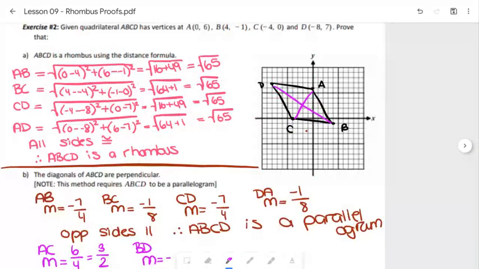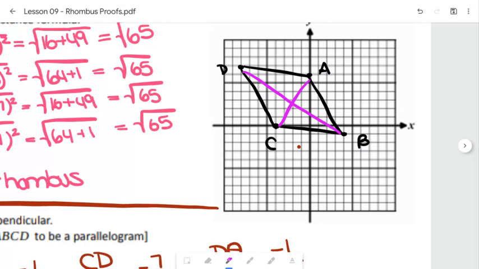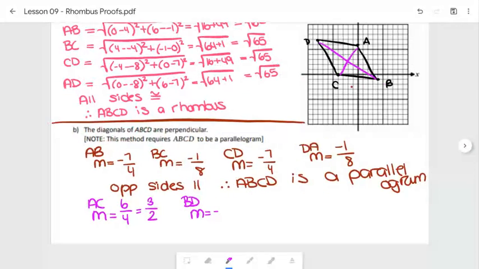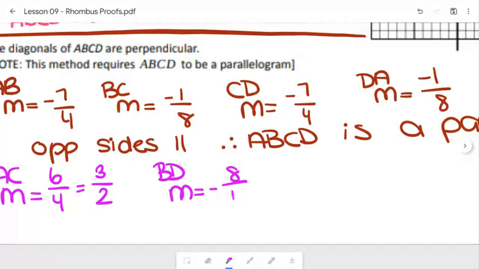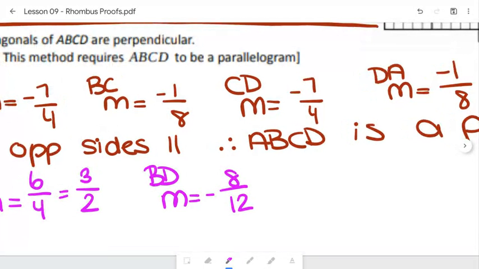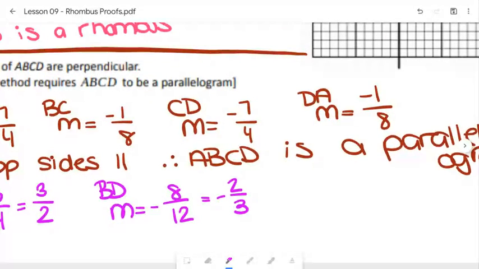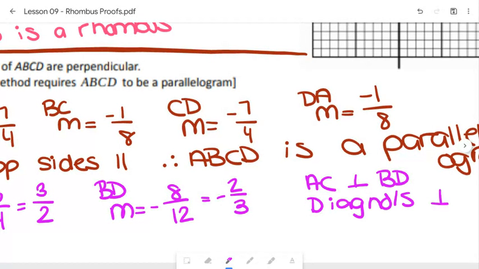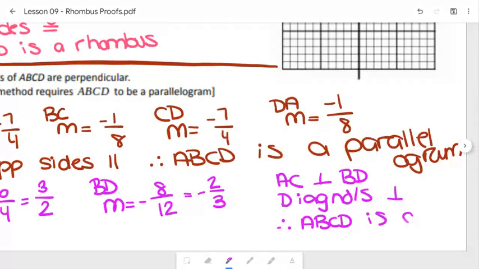BD is a negative 8/12. So we get a negative 2/3. So I see perpendicular, so I can say AC is perpendicular to BD. Diagonals are perpendicular. Therefore, ABCD is a rhombus, right? I now know it's a parallelogram with perpendicular diagonals.